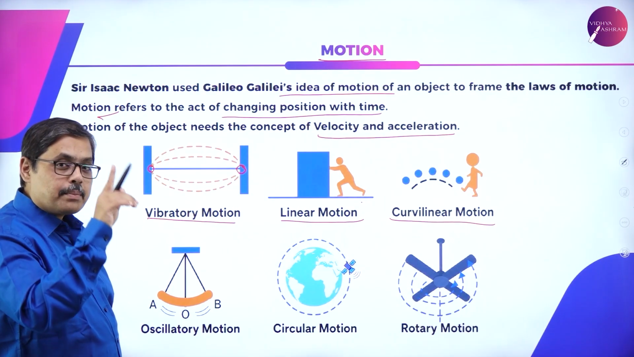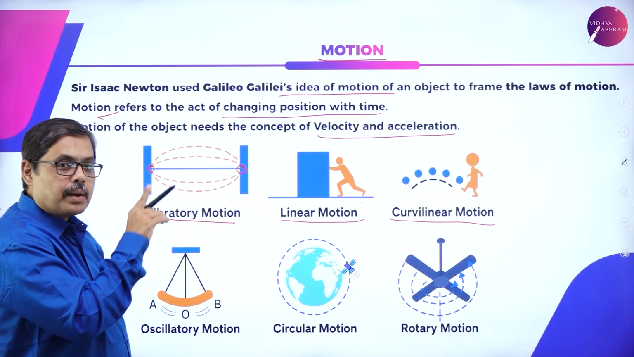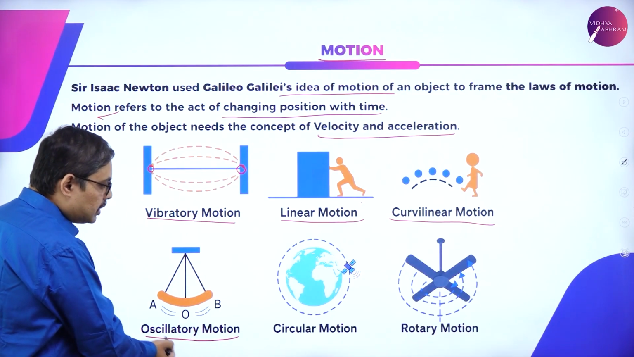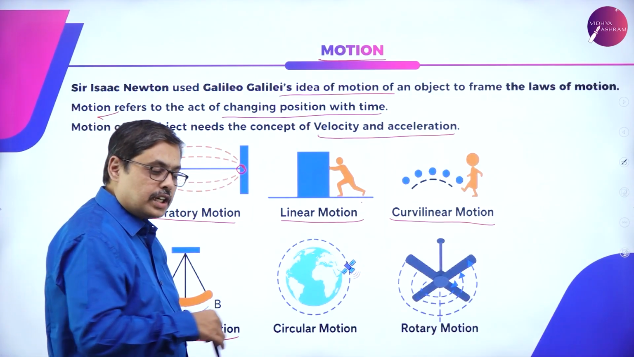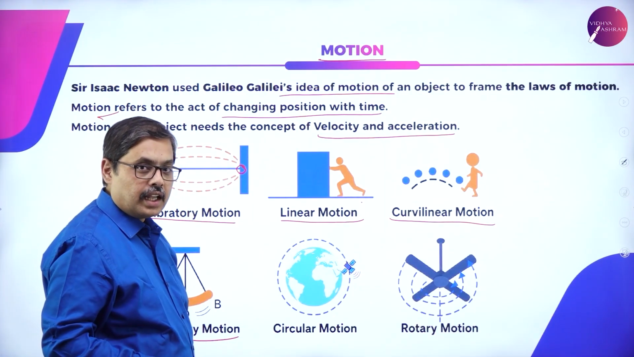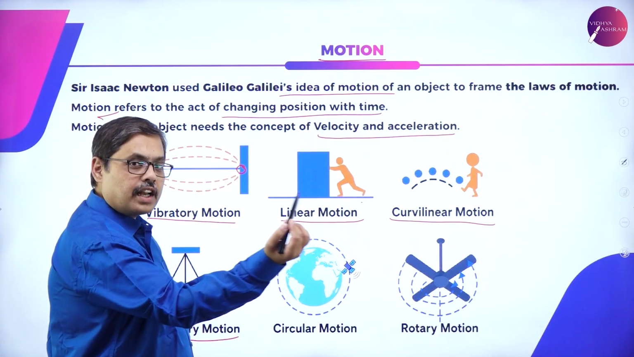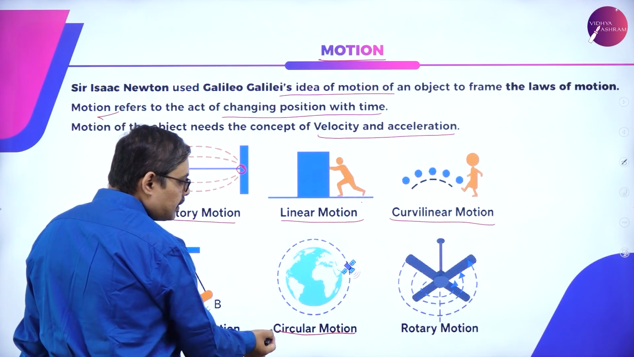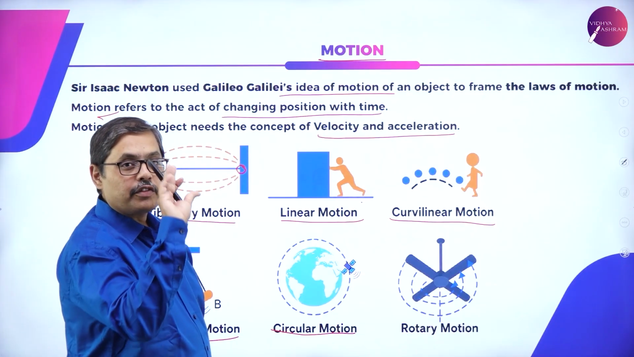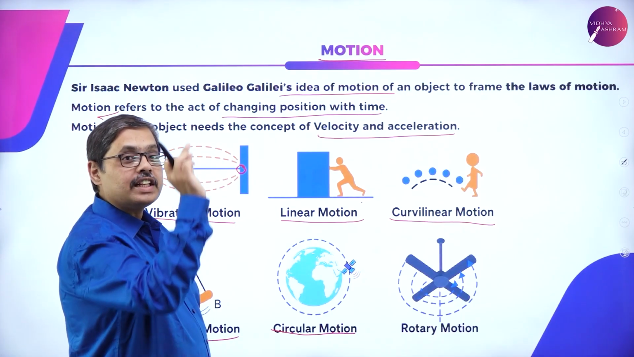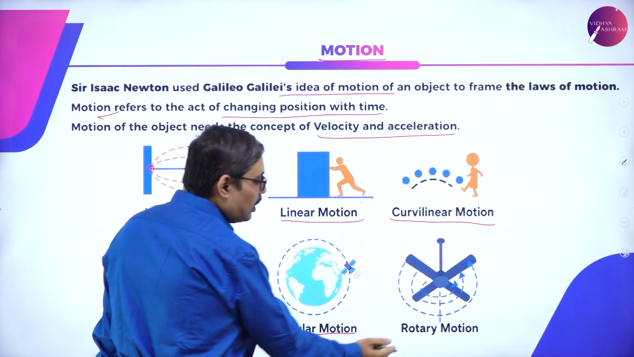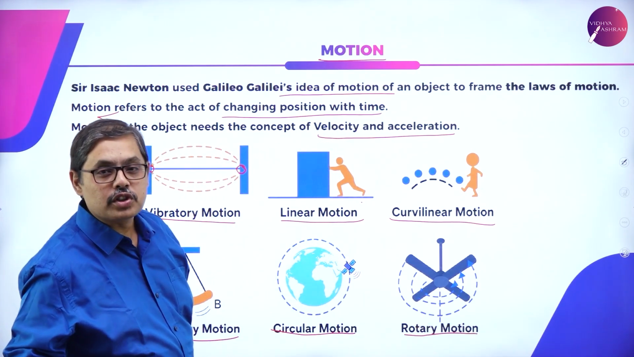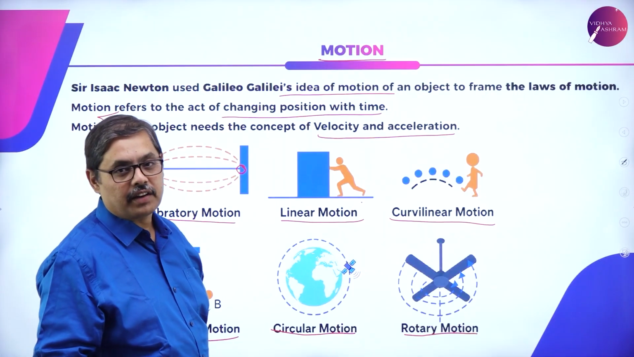You take the example of a pendulum that oscillates from one end to the other, it is called oscillatory motion. You make a motion in the form of a circle. You take an aeroplane and circulate around the earth once. It is called circular motion. You take the example of a fan which rotates with its axis fixed. It is called rotary motion. So these are a few of the famous motions that are known to us in general life.